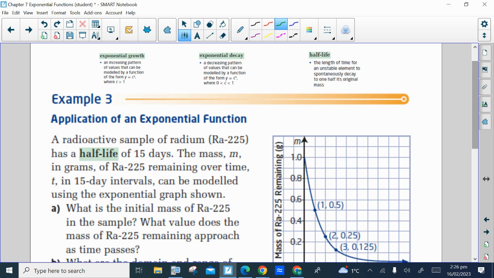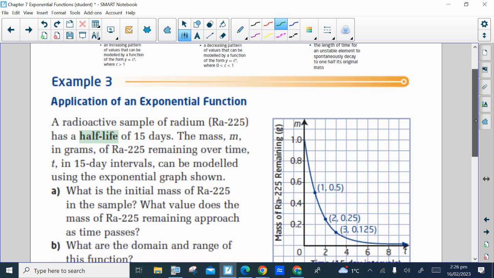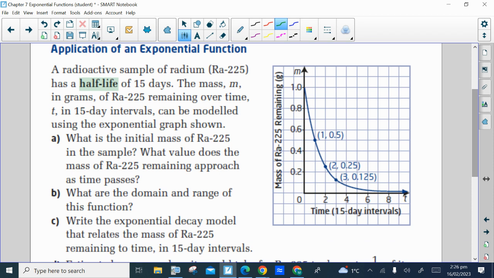So an application of an exponential function deals with radioactivity. A radioactive sample of radium Ra-225 has a half-life of 15 days. So every 15 days, there'll be half of what there was the previous 15 days. This also means that technically, it'll never completely disappear. There will always be a trace of it, because a half of something will always be something.